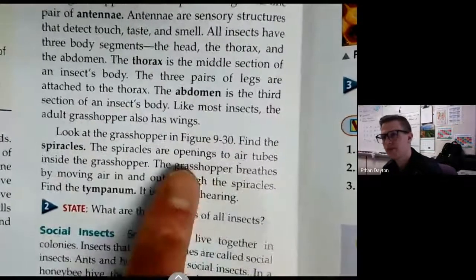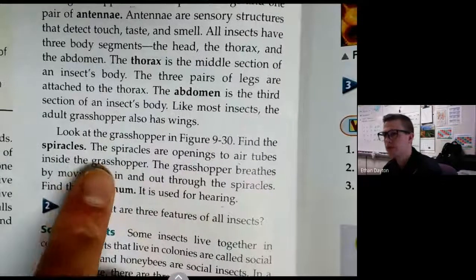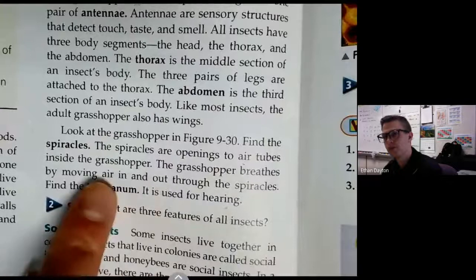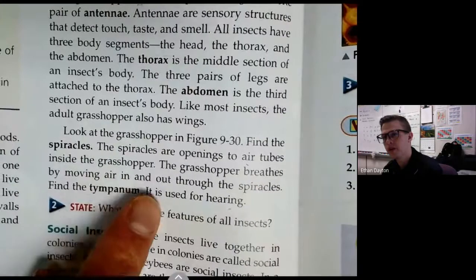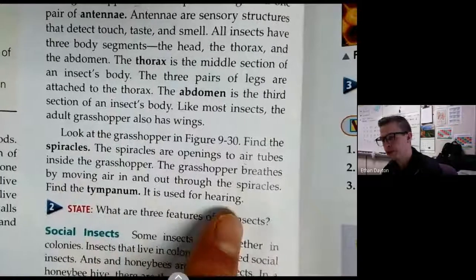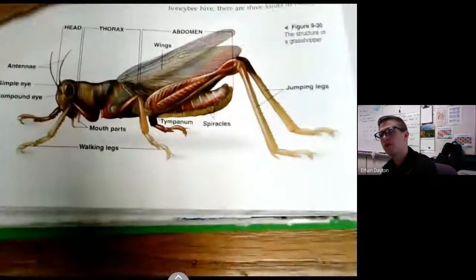Look at the grasshopper figure in figure 9-30. Find the spiracles. The spiracles are openings to air tubes inside the grasshopper. The grasshopper breathes by moving air in and out through the spiracles. Find the tympanum. It is used for hearing. So we're going to look at this, and we're going to look for both the tympanum and the spiracles.